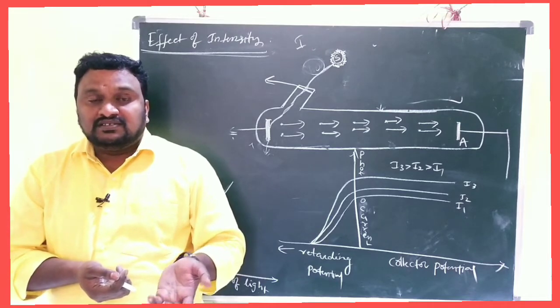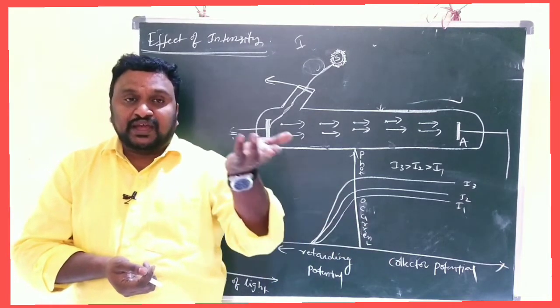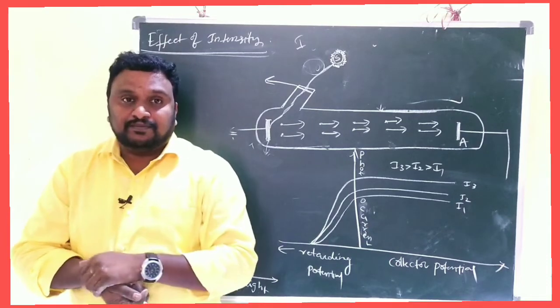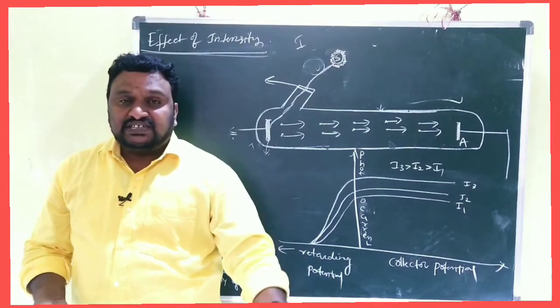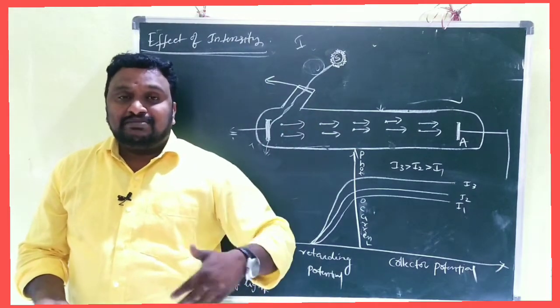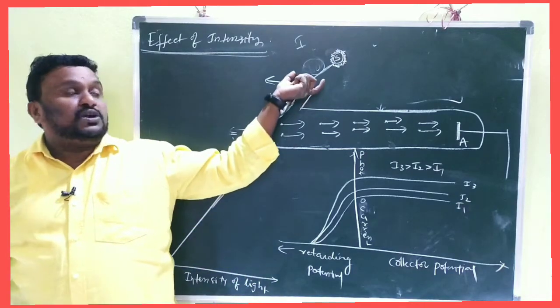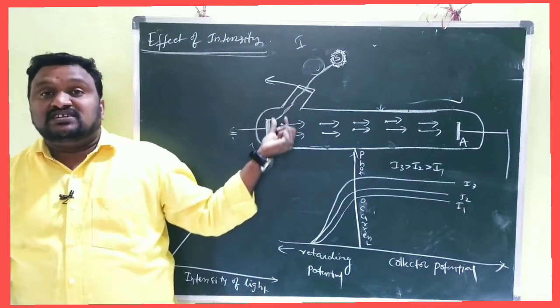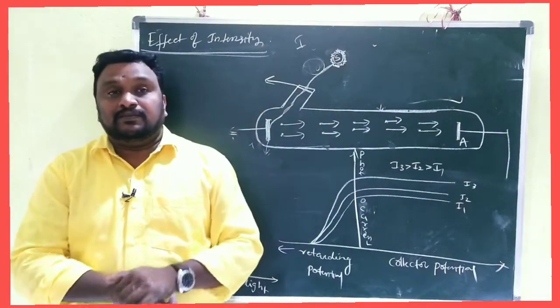Obviously, just now we discussed the energy: E = hν₀ + ½mv². When energy is incident on the metal surface, it provides the work function and, at the same time, kinetic energy also. That's why, when a certain amount of light is incident on the metal surface, the electrons are liberated and they reach the A.